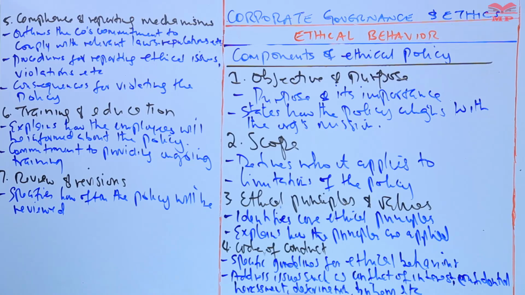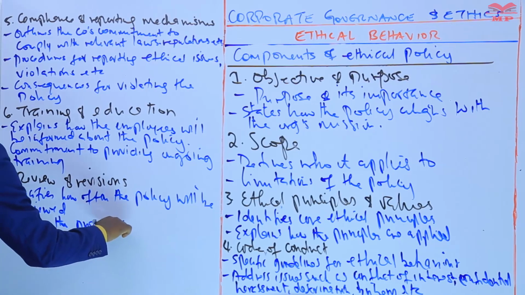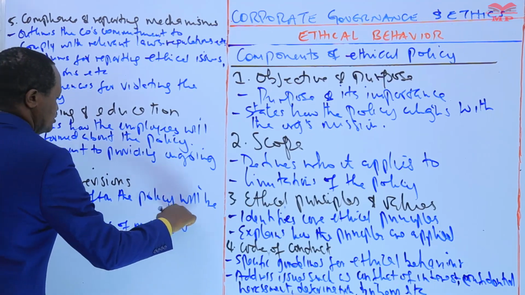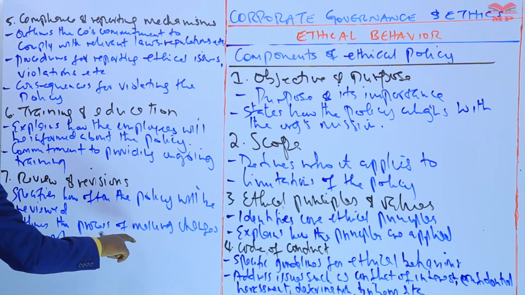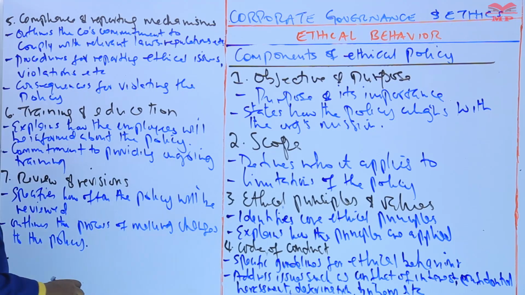It also outlines the process of making changes to the policy. That is another component. So these are the 7 key components of an ethical policy.